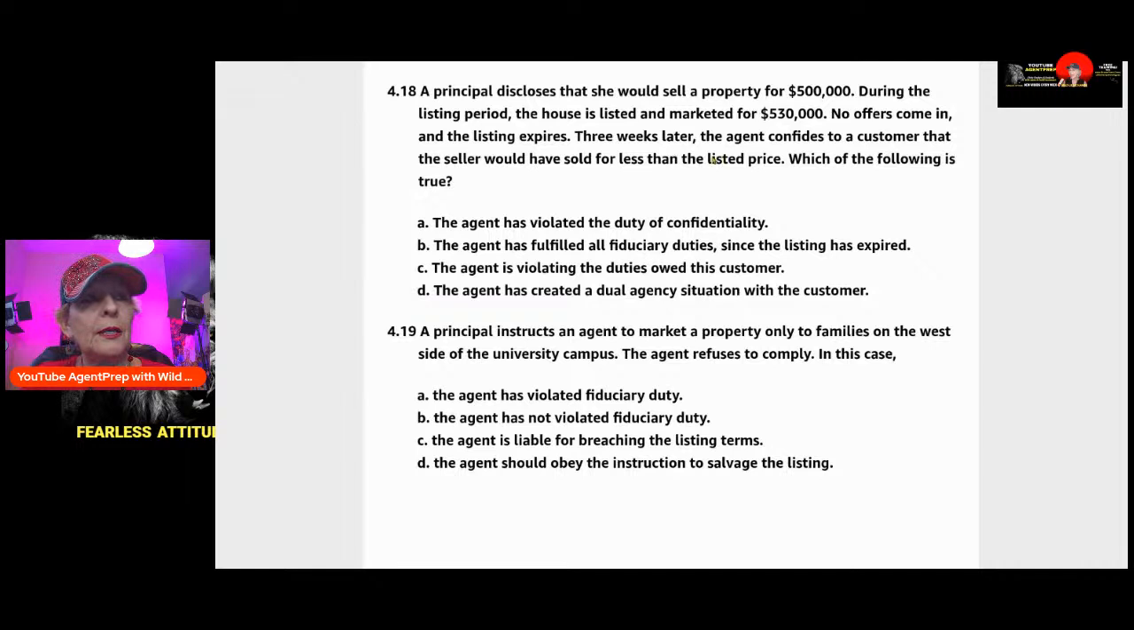All right, so what did it say? The property expired 3 weeks later. Okay, the seller wanted 500, it was listed for 530. 3 weeks later, and it expires, whatever period it had, maybe 6 months, 3 months, whatever it was, and the agent confides. So what is one of our requirements, our fiduciary? What is the one thing that remains after a contract and an agency relationship terminates?